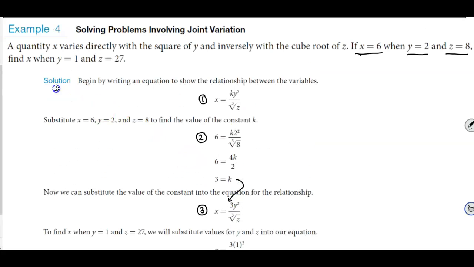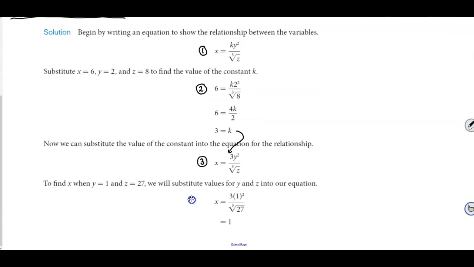And so the question is asking us to find x when y is equal to 1 and z is equal to 27. So now we're going to plug in the values of y and z to find out what x is. So we know that y is 1, z is 27, so 3 times 1 squared is 3. The cube root of 27 is 3. 3 divided by 3 gives you 1.